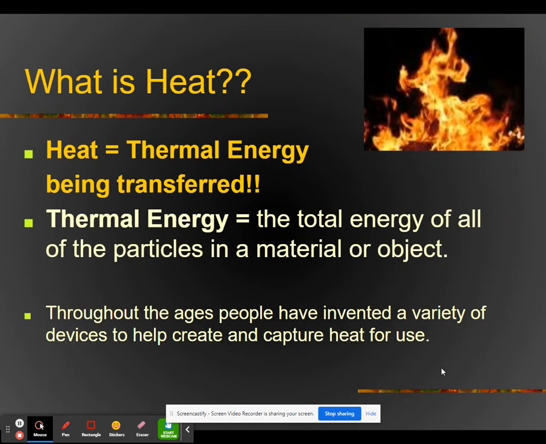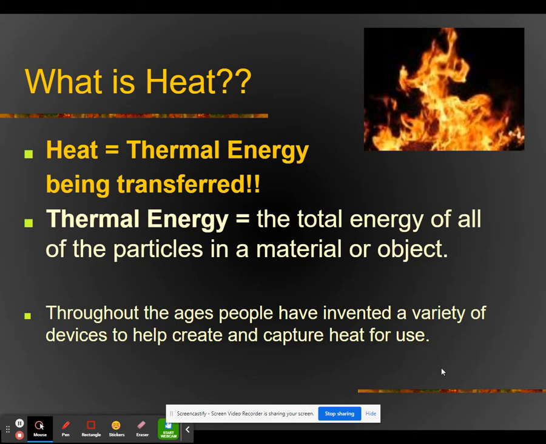First question would be, what is heat? Heat is simply thermal energy that's being transferred. And thermal energy, referred to in the heat definition, is the total energy of all the particles in a material or object. Total energy of all the particles. So it's the concept of the total of all of them together. And again, heat is simply thermal energy that's being transferred.